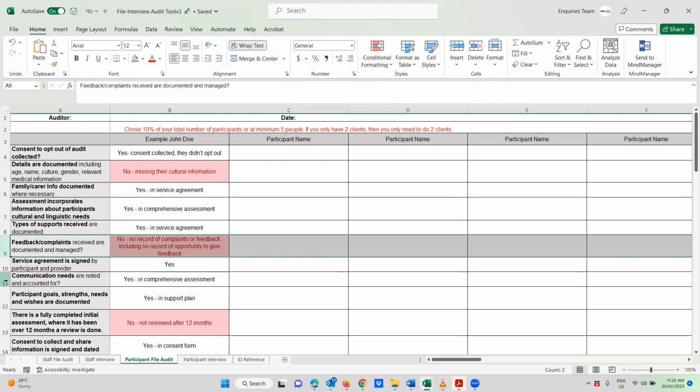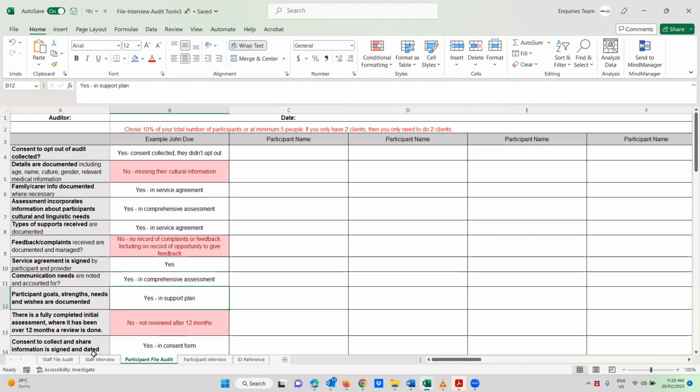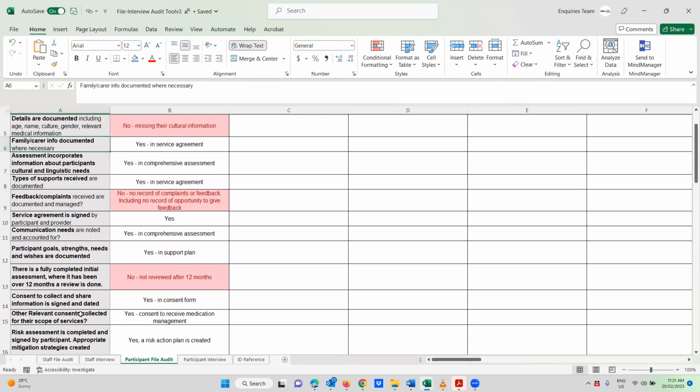So we need to see records of communication needs, their goals, their strengths, their needs, their values. In place of goals, you could always say, what are their aspirations, not just their goals. We can use aspirations, their visions. In this one, we said, yes, we found that all in the support plan. There's a fully completed initial assessment. We need to see an assessment started this process. If you just went straight to a support plan, goals, strengths, needs, wishes, that wouldn't be enough. We need to see all this information that we've talked about here is being collected. That's what we're looking for.